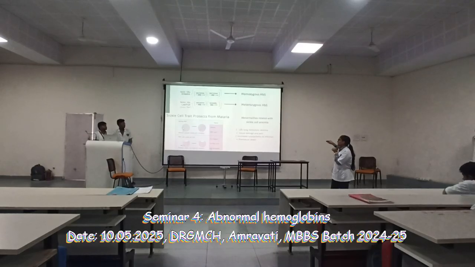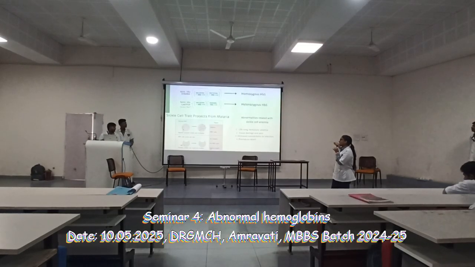This condition takes place if there is inheritance of both the mutated genes from the parents, then it is a homozygous condition, called sickle cell disease. And if there is inheritance of only one mutated gene from the parent and the other is a normal gene, it is a heterozygous condition and it is called the sickle cell carrier.